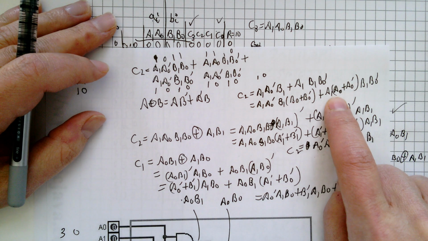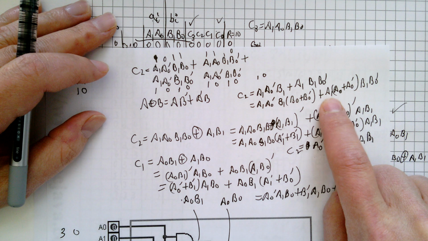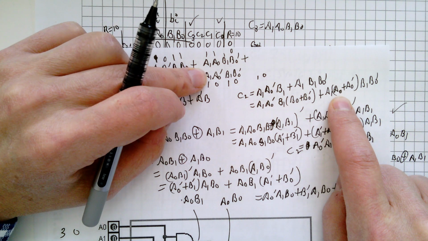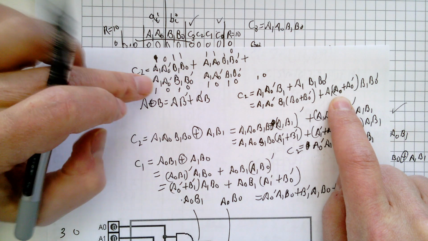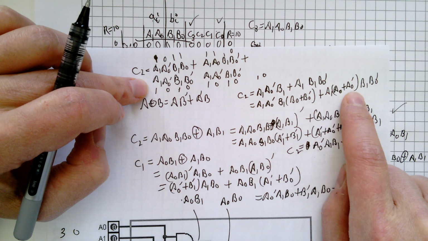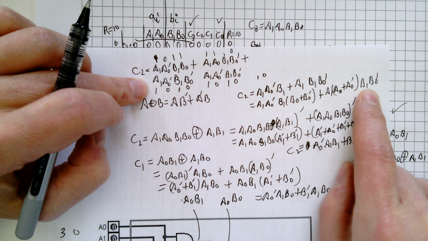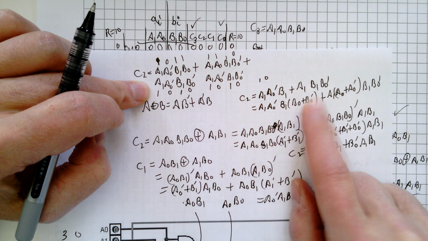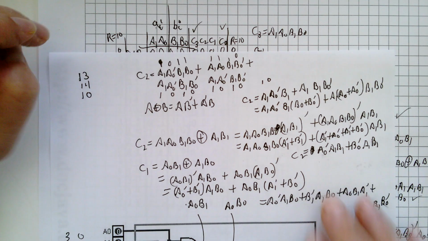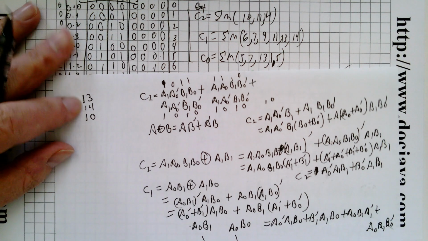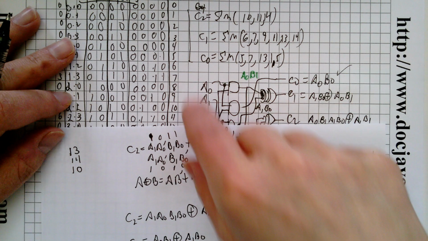Let's just make sure. So that's A1, A0. Guess we got that in two places. A1, A0 prime, B1, B0 prime. Yeah, it is in two places. That's all right. So 13 and 14 looks like they're going to be asserted as true for row for C2.